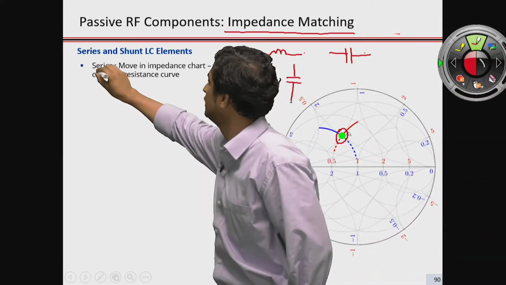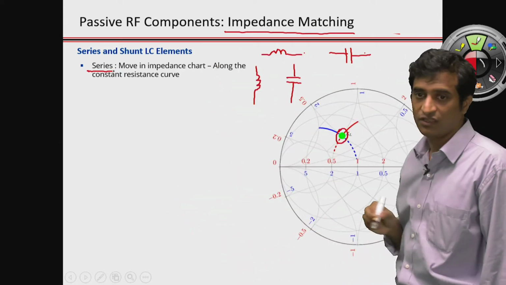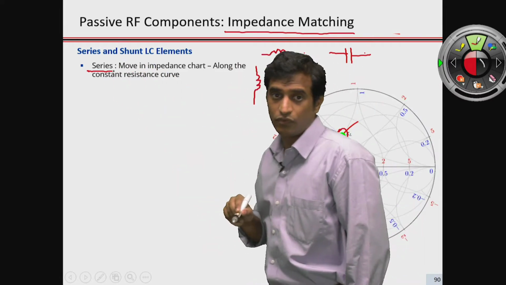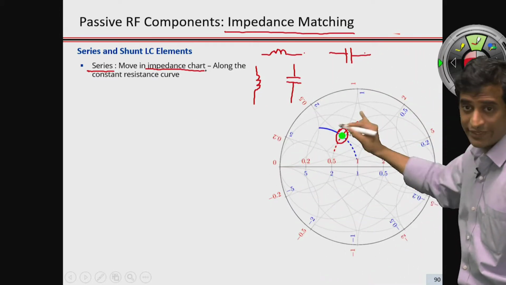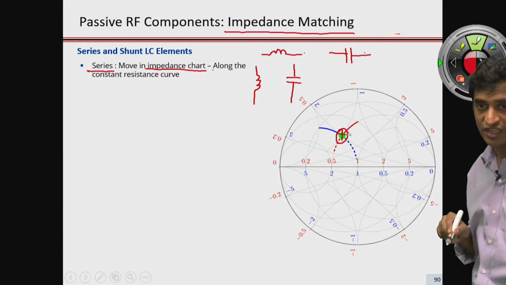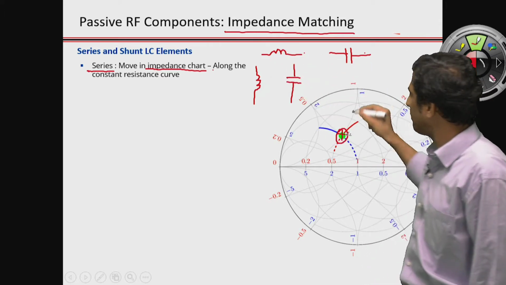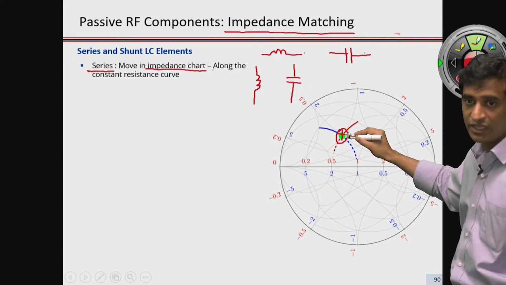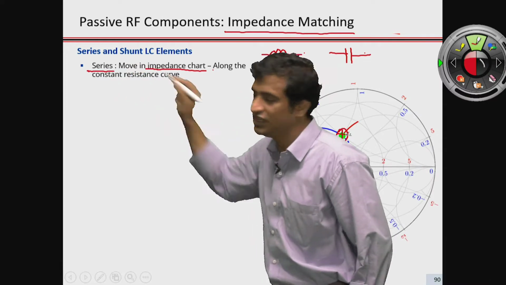First, let's look at the series connection, where there are two possibilities, either a series L or a series C. Since we are looking at a series connection, what we should be looking at is the impedance chart. We do not look at the admittance chart in the Smith chart. We identify the load impedance in the impedance chart in the first place, and by connecting either an inductor or a capacitor, this point is going to move only in the impedance chart. We need to observe its movement only in the impedance chart for series connection.